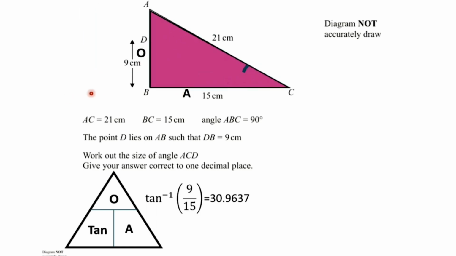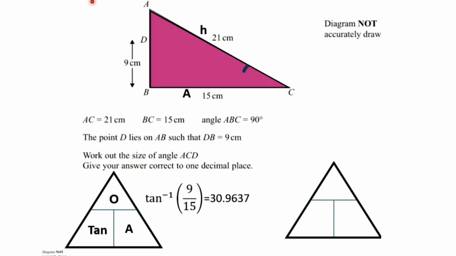Now, the adjacent stays the same, it doesn't change because it's this angle. But we don't have this side, so we will not use the opposite. And we have this side, so we'll use the hypotenuse. Now, H and A, that's cosine. So we'll use the cosine triangle. Adjacent goes up and hypotenuse comes down here.